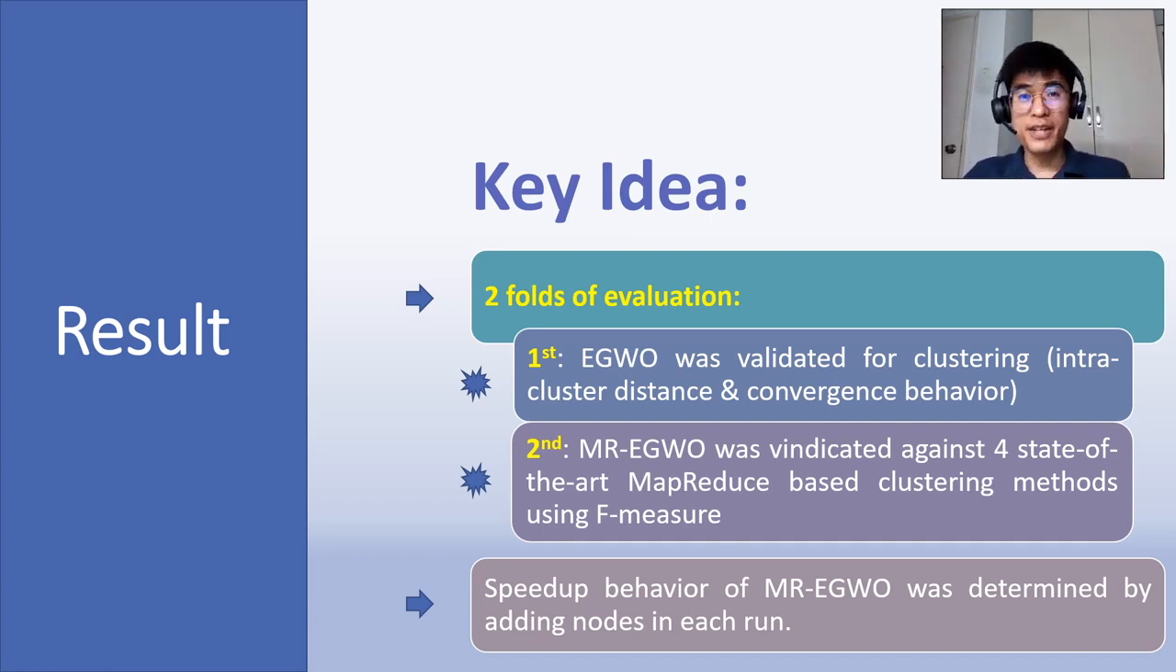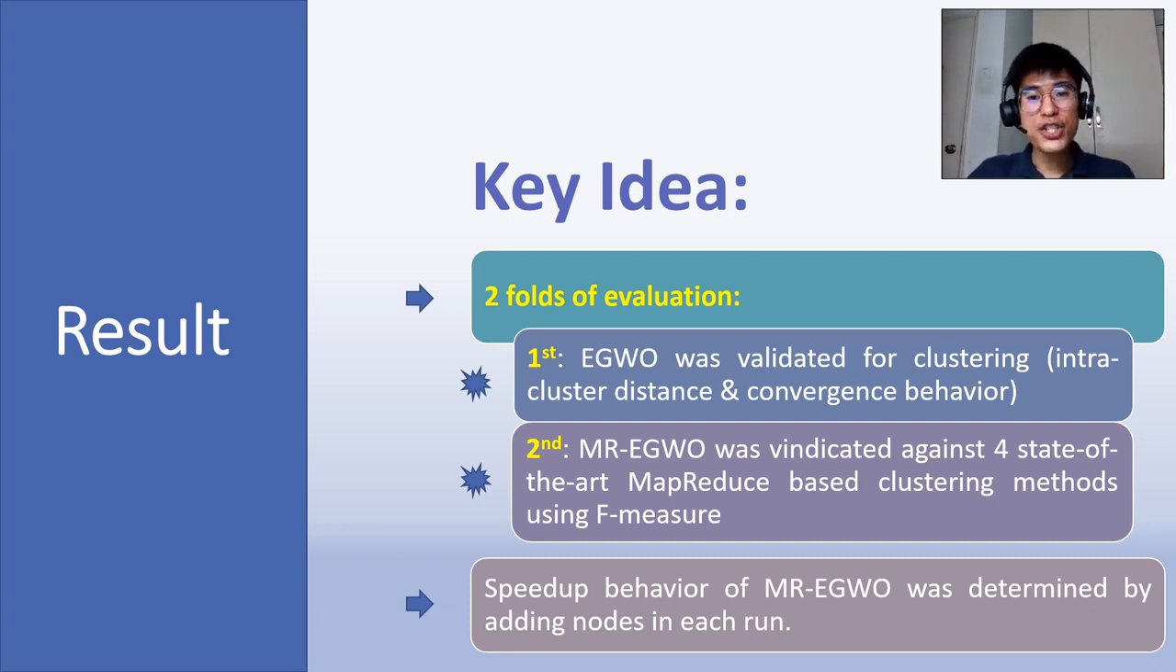There were two folds of evaluation for the proposed method. Firstly, EGWO was validated for clustering, namely intra-cluster distance and convergence behavior. For clustering, comparison is made with k-means and 4 meta-heuristic algorithms, namely GSA, PSO, BA, and GWO.